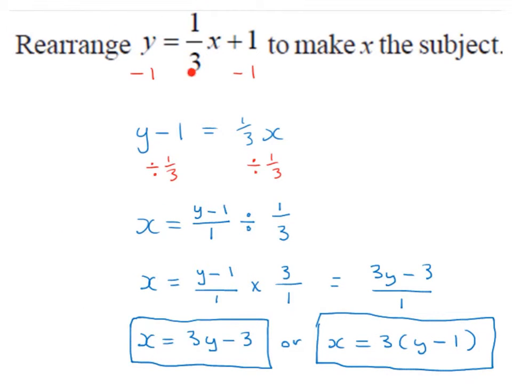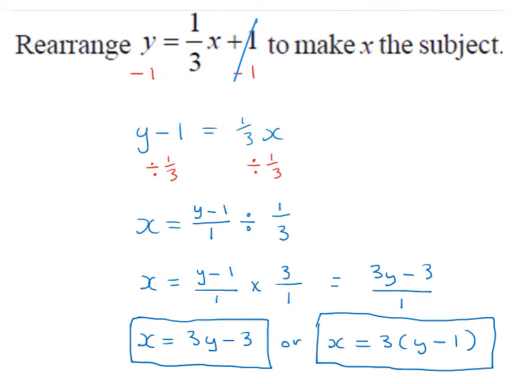Rearrange Y equals a third x plus 1 to make x the subject. So we want to get this x on its own. Again, we're going to get rid of the single number first, in this case plus 1. The opposite of plus 1 is minus 1. So if I minus 1, they'll cancel out. If I minus 1 to the right of the equal sign, I must minus 1 to the left of the equal sign. So I'm left with y minus 1 on the left and a third x on the right.